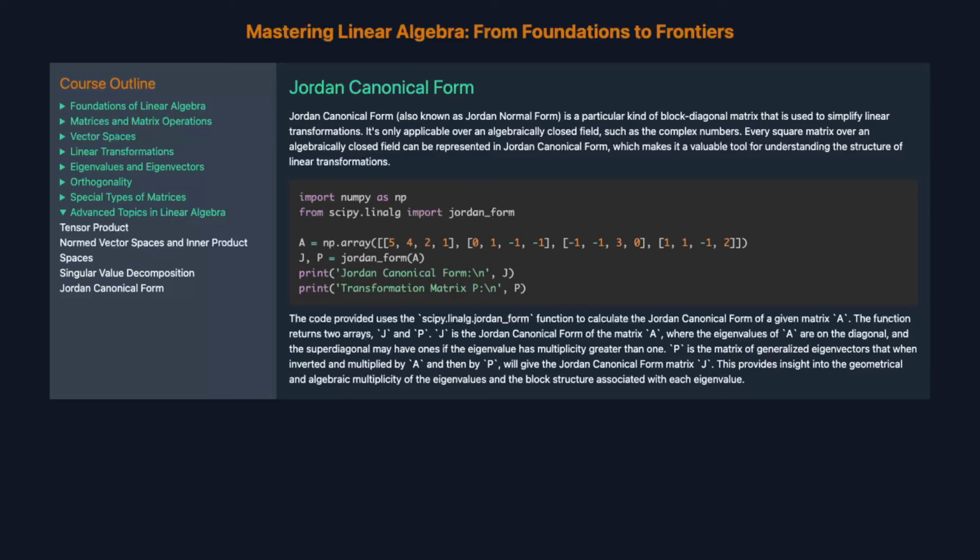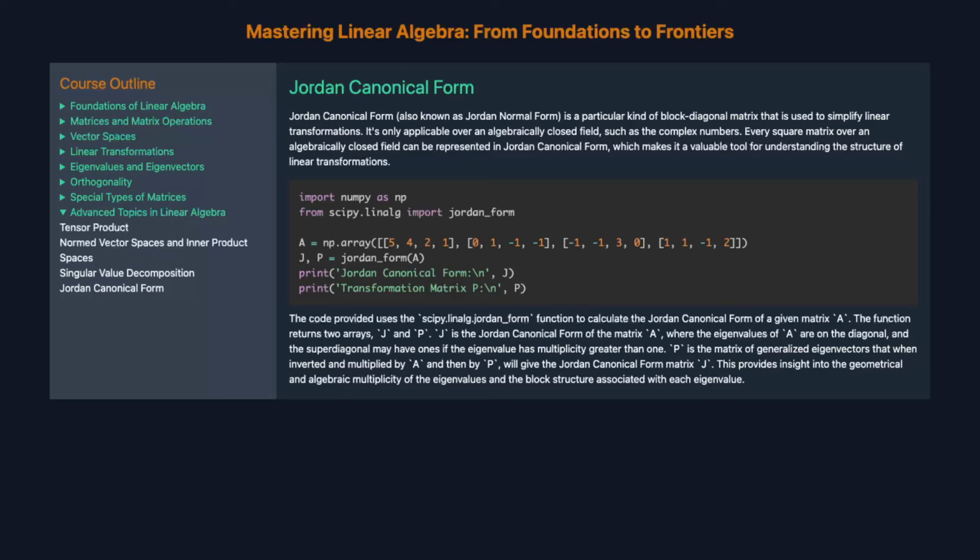The code provided uses the scipy.linalg.jordan_form function to calculate the Jordan canonical form of a given matrix A. The function returns two arrays, J and P. J is the Jordan canonical form of the matrix A, where the eigenvalues of A are on the diagonal, and the superdiagonal may have ones if the eigenvalue has multiplicity greater than 1.